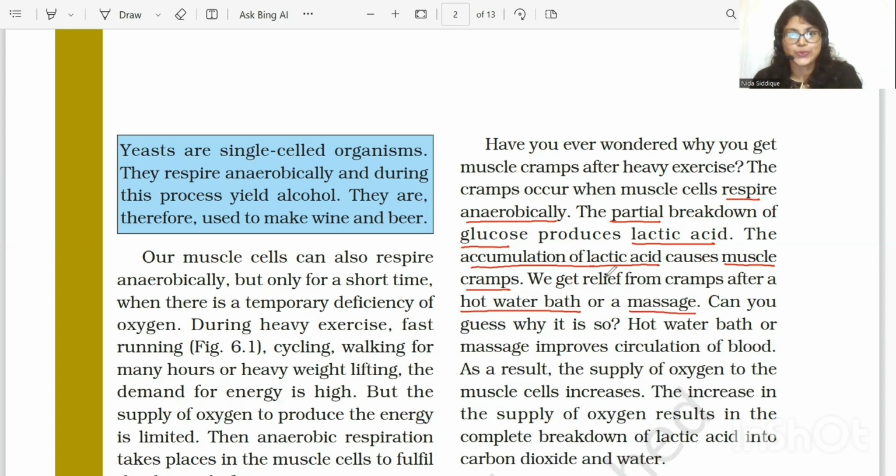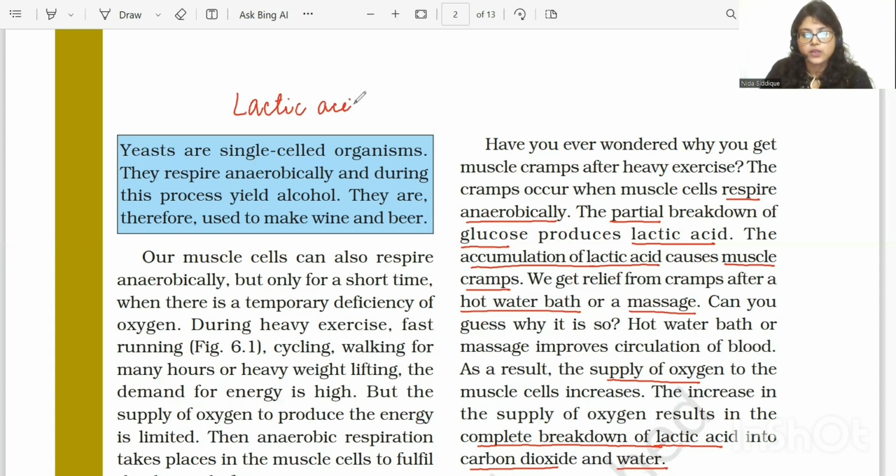Okay, now can you guess why so? It is because hot water bath or massage improves the circulation of blood in that area. As a result, जो supply है oxygen का वो increase हो जाएगा उस area में, and the muscle cell will start to respire aerobically again. So the increase in the supply of oxygen results in complete breakdown of lactic acid into carbon dioxide and water. जैसे ही oxygen मिलेगा, lactic acid break down करेगा. Okay, so lactic acid is going to break down in order to form carbon dioxide and water.